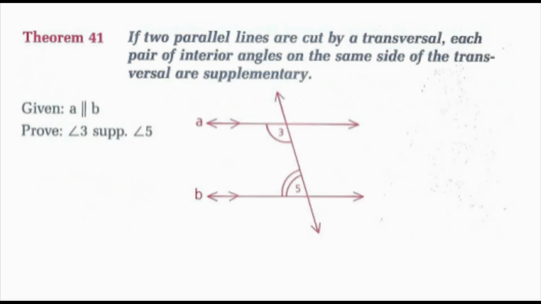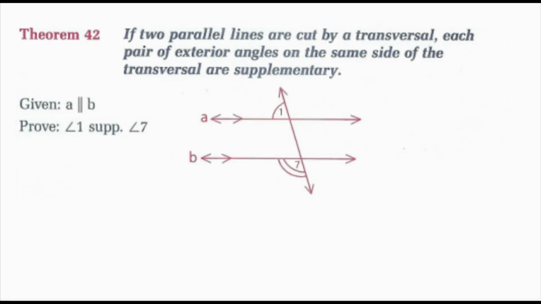If two parallel lines are cut by a transversal, then each pair of interior angles on the same side of the transversal are supplementary. So remember, there's 2 pairs of same side interior angles that are supplementary. Then if two parallel lines are cut by a transversal, each pair of exterior angles on the same side of the transversal are supplementary. Remember, there's 2 pairs of same side exterior angles.